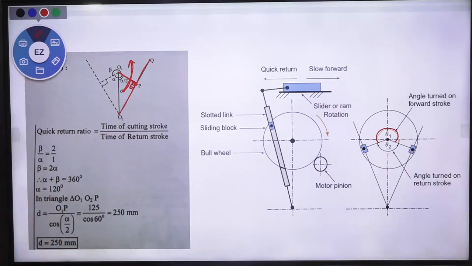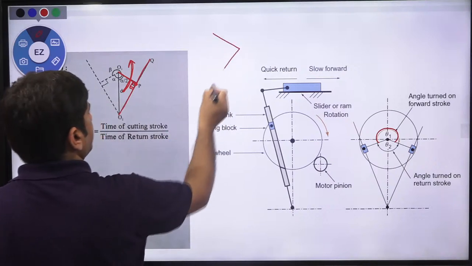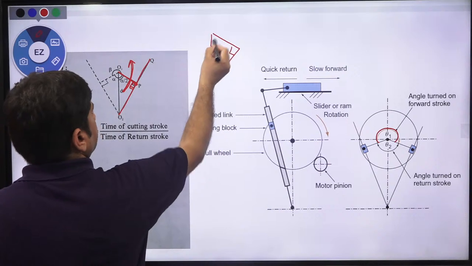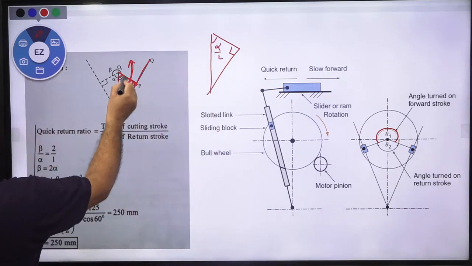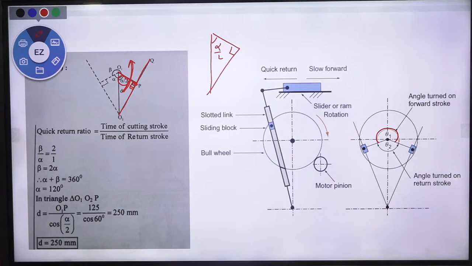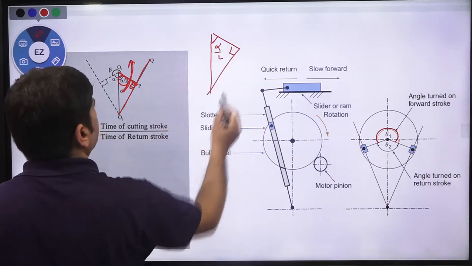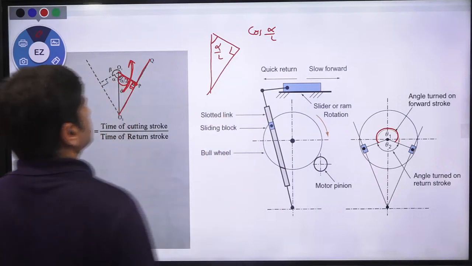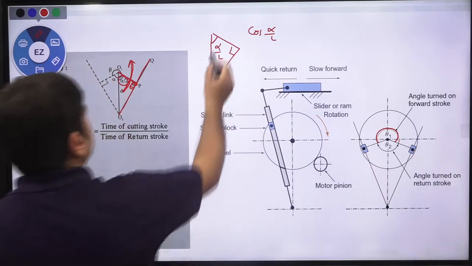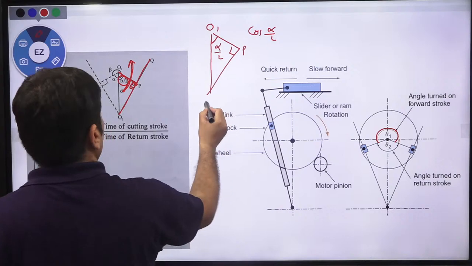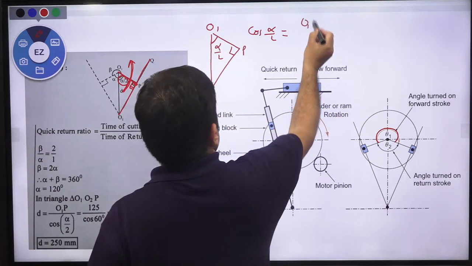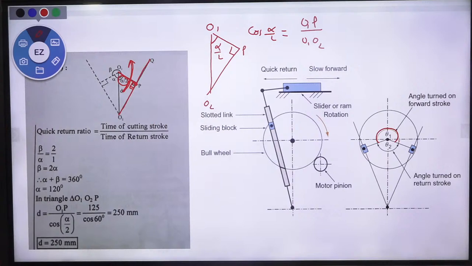Now if you go to this right angle triangle, this is 90 degree, and this is alpha by 2. This small angle, if the total angle is alpha, is half of that, alpha by 2. So cos of alpha by 2 is nothing but O1P over O1O2. O1P is given as 125 and alpha we have got as 120 degree, so alpha by 2 is 60 degree. We want to find out this length O1O2.